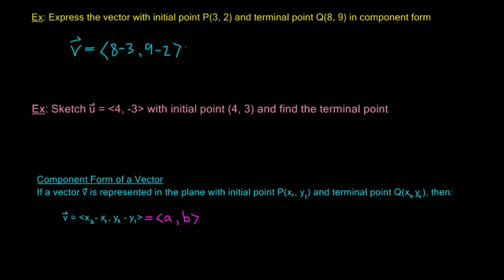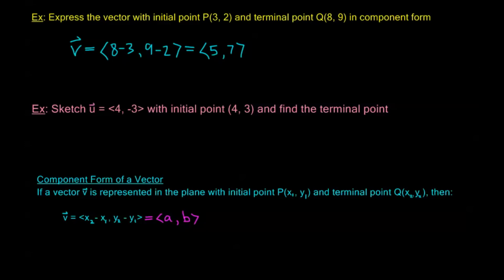And we get that the component form of this vector is going to be 5, 7. That means that as we go from the initial point to the terminal point, we've traveled a horizontal distance of 5 units and a vertical distance of 7 units.